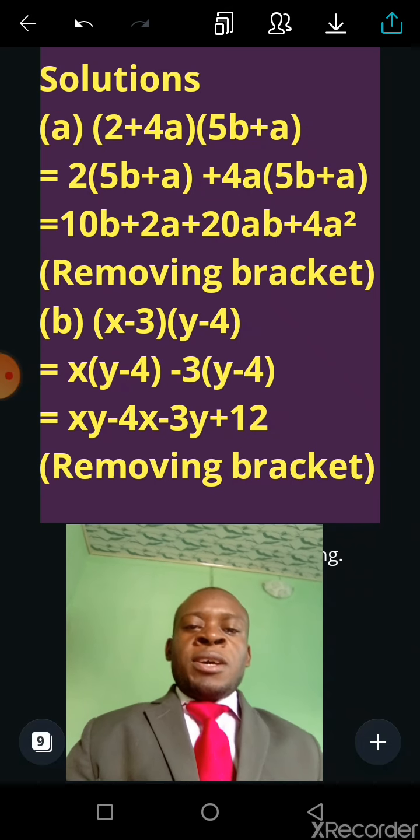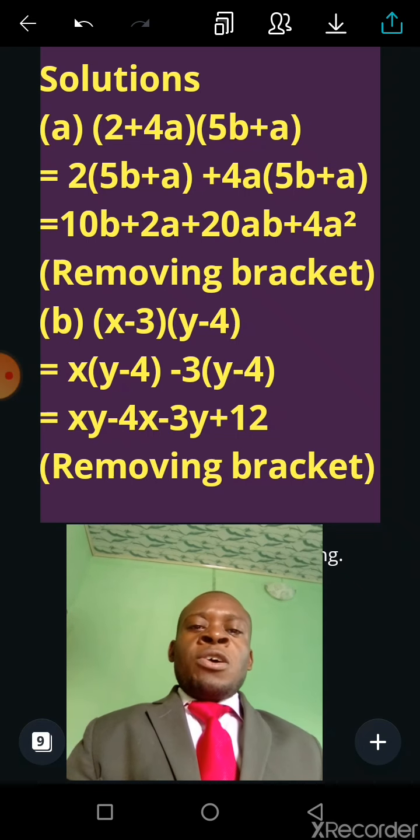Solutions. A, (2 + 4a)(5b + a). Here we need to multiply, but in multiplication there's something we need to observe. We need to take the first term in the first bracket and multiply it with all the terms in the second bracket. We also take the second term in the first bracket and multiply with all the terms in the second bracket. That's why we have spread it this way.